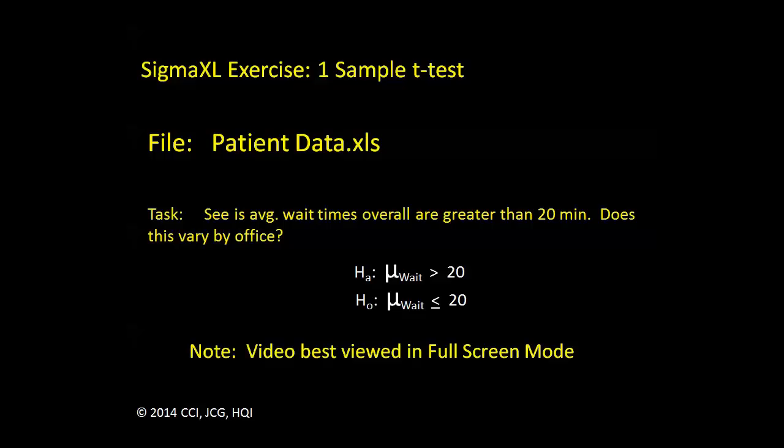Because we're looking at averages and this is a one-to-standard structure, we'll use the one sample t-test. Our alternative hypothesis is set up that wait time will be greater than 20 minutes, and the null is that average wait time overall is less than or equal to 20 minutes. Let's see how you did.